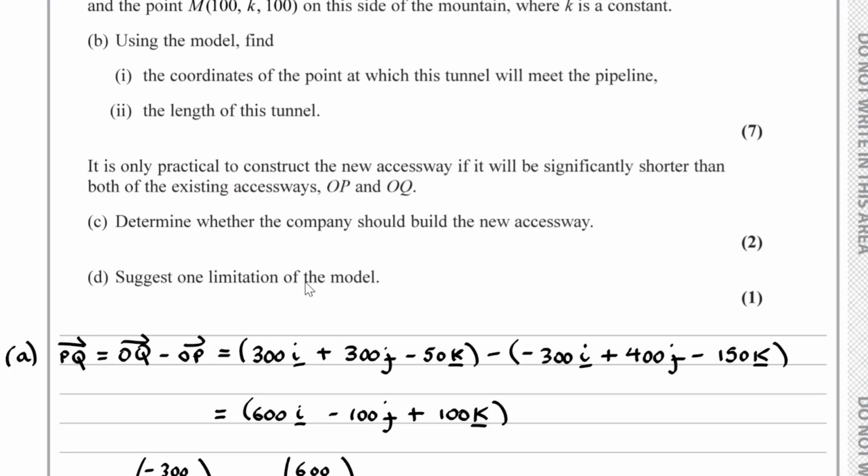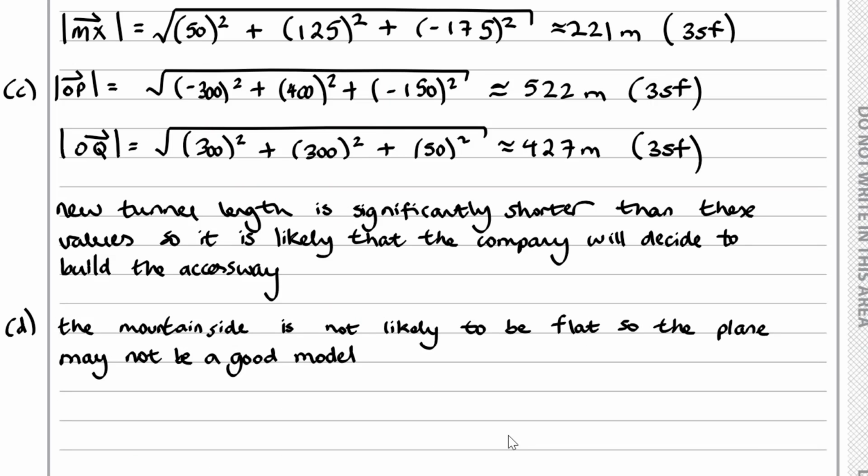And now we have to suggest one limitation of the model. We have the following conclusion. So the mountainside is not likely to be flat, so the plane may not be a good model, and that's it.